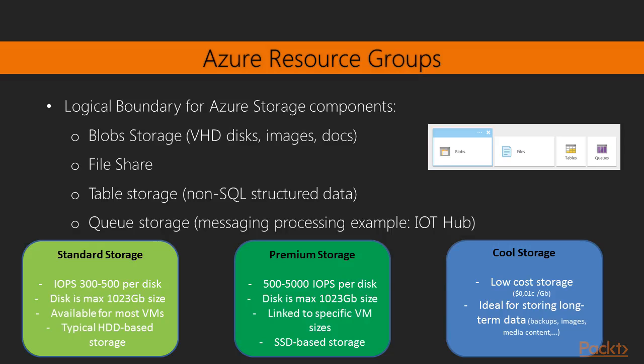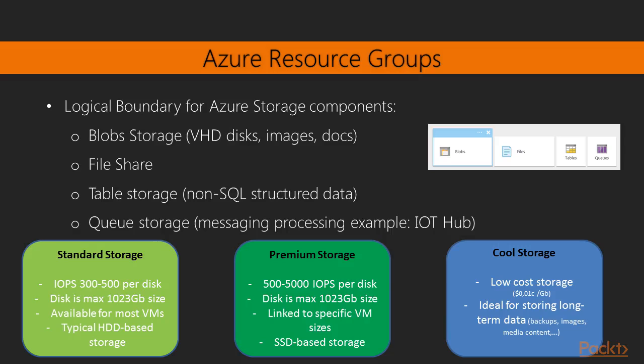The second storage type we have is premium storage. In short, premium storage is all about performance. It's giving you anything from 500 to 5000 IOPS, where again a disk can have a maximum size of 1 terabyte, and instead of being on typical hard drives, it's always based on SSD solid-state disks. So again, performance is key.